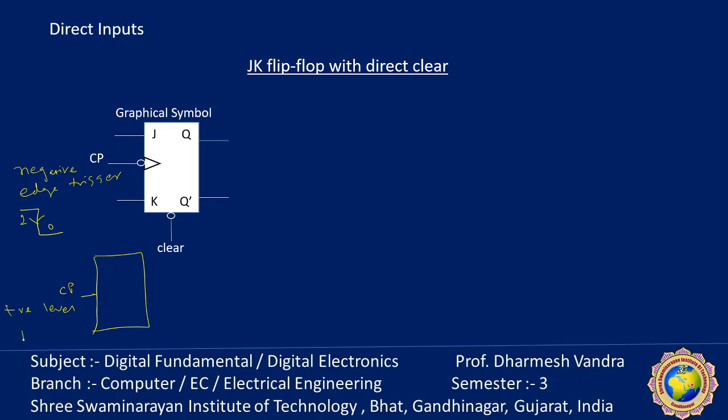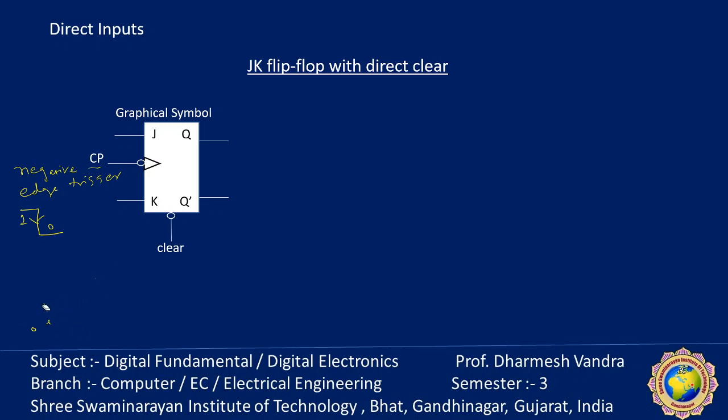So the circuit is enabled during the time period when the clock pulse is high, and if there is a bubble, then it is the negative level. So when the clock pulse is 0, the circuit is enabled, and here it does not work. So these four types of symbols are used for the clock pulse. Now, today we are going to discuss the clear input.